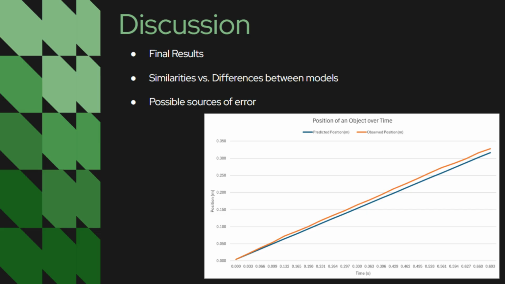Moving on to a discussion. Our final results can be seen in the graph below. The blue line shows our predicted position from the computational model, and the orange is the observed position from the tracker. The slight difference between these can be accounted for by manual input or possible sources of error, such as friction or air resistance in the observed model. Another similarity is that the slope is relatively the same, which shows a constant velocity over time.